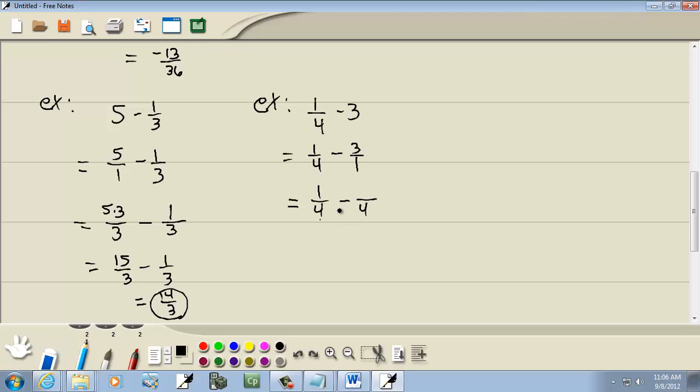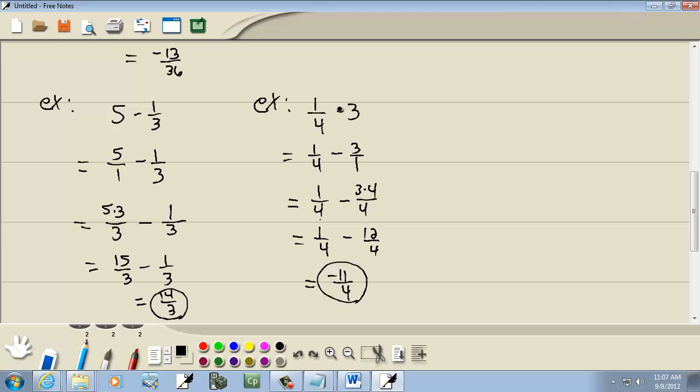So I'm going to rewrite each fraction with that new denominator. First one, I already had it. Second one, we multiplied the bottom part by 4, so we have to multiply the top part by 4. So that gives us 1/4 minus 12 over 4. Denominators are the same, so you add together the top parts. Positive 1, negative 12 gives us negative 11. So negative 11/4 is our answer.